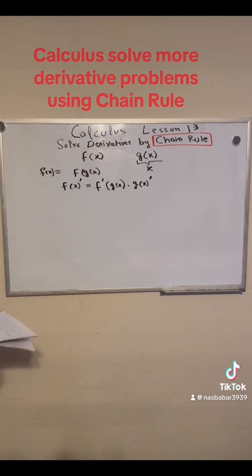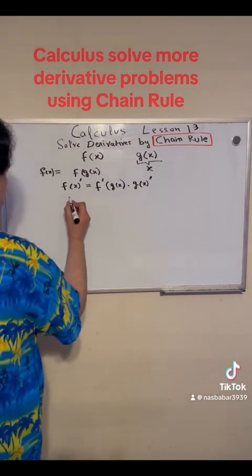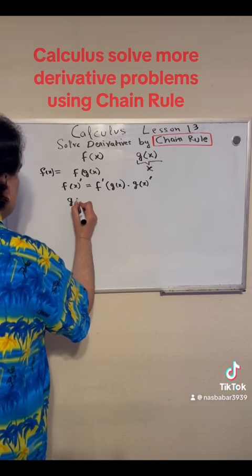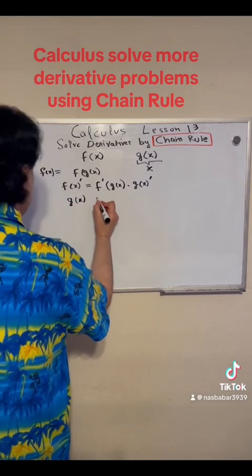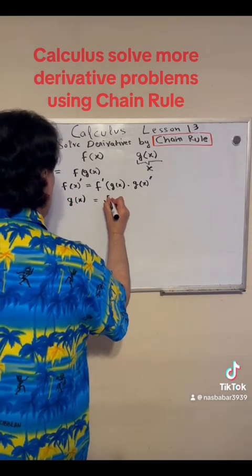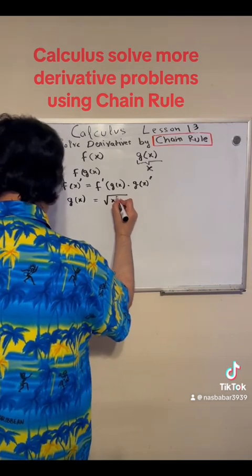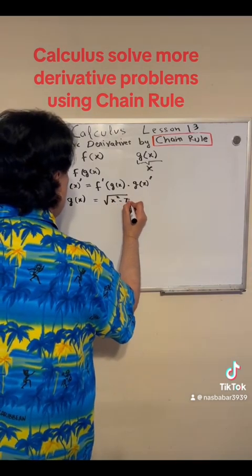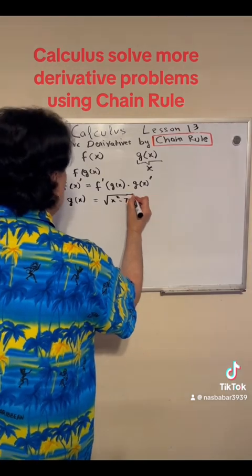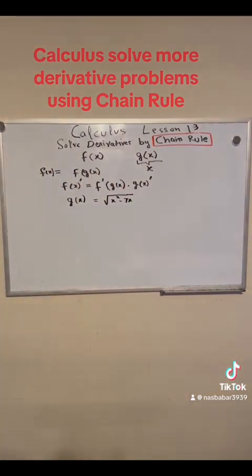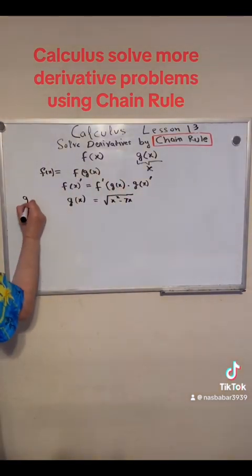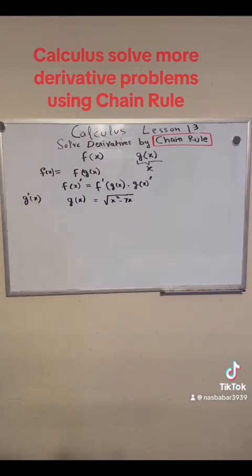So let's look at an example. Let's say you have g of x is equal to under root of x squared minus 7x. Can you take derivative of this? I want g prime of x. So calculus lovers, what would you do?